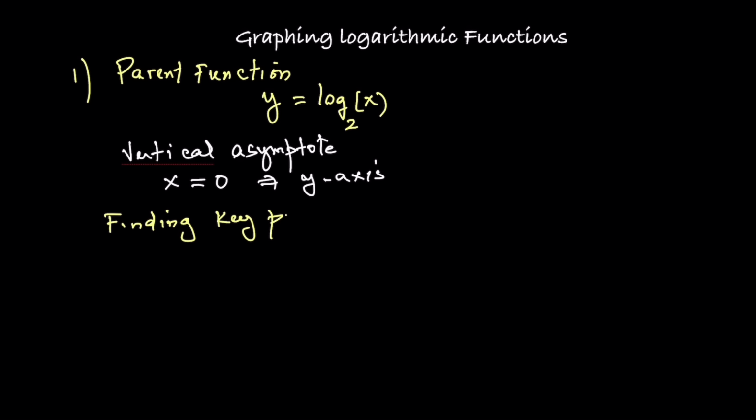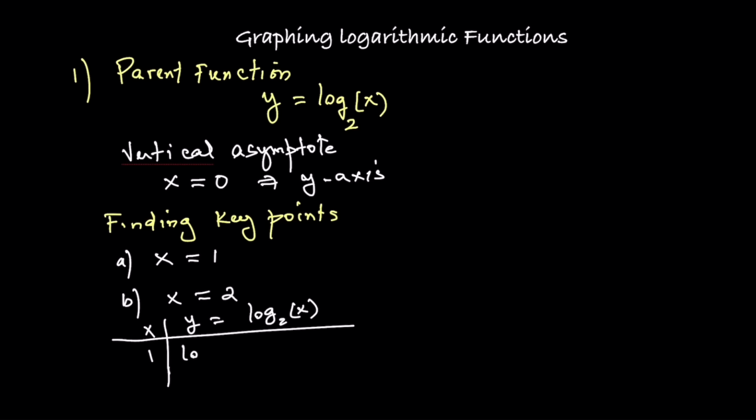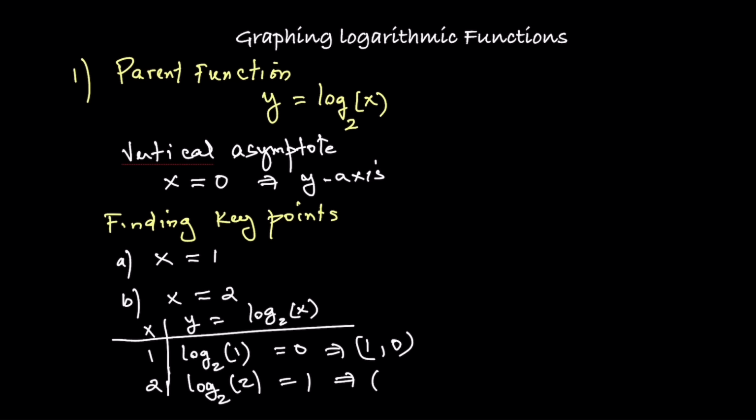Now let's find our key points. We will use two important values, x equals 1 and x equals 2. To find these values, we set the argument equal to 1 and set the argument equal to the base. Since the base is 2, we set x equal to 1 and x equal to 2. Now let's create a table of values. When x equals 1, y equals log base 2 of 1, which equals 0. So our first point is (1, 0). When x equals 2, y equals log base 2 of 2, which equals 1. So our second point is (2, 1).